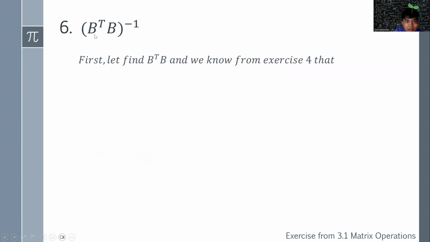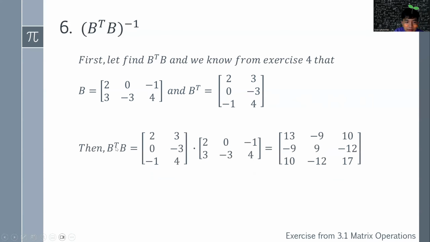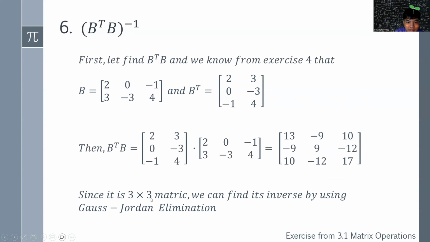Number 6, the B power T times B inverse. So first let's find B power T times B, and we know from the exercise that B equals this, and here is our B power T. Then B power T times B is possible because B power T is 3 by 2 and B is 2 by 3. The answer might be 3 by 3. Since it's a 3 by 3 matrix, we can find its inverse by using Gauss-Jordan elimination.